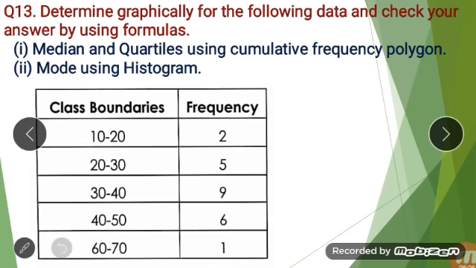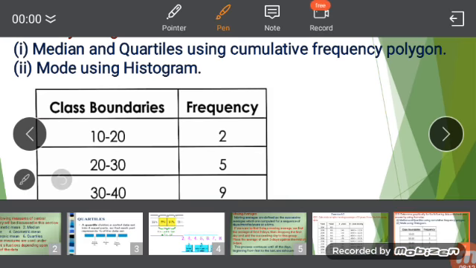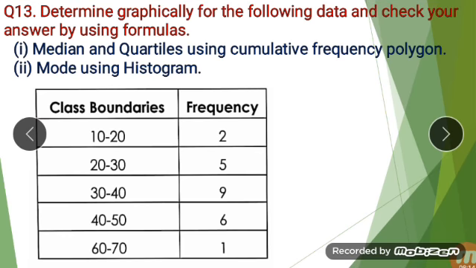Here we have the last question of exercise 6.2, where we are supposed to determine graphically for the following data. Then we have to check our answer by using formulas. What we have to determine? We have to determine median, quartiles using cumulative frequency polygon. Since we are dealing with the basic statistics, the graph is given in the question that for median and quartiles we can use the graph cumulative frequency polygon, whereas in order to determine the mode we can use histogram. So here the data is given.